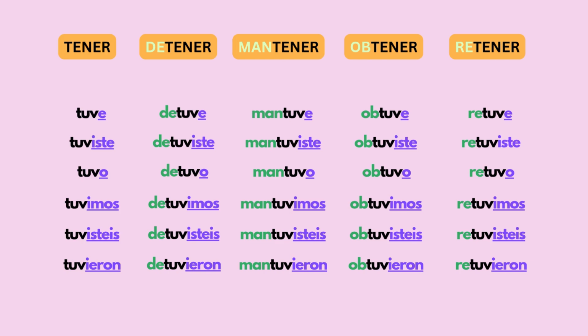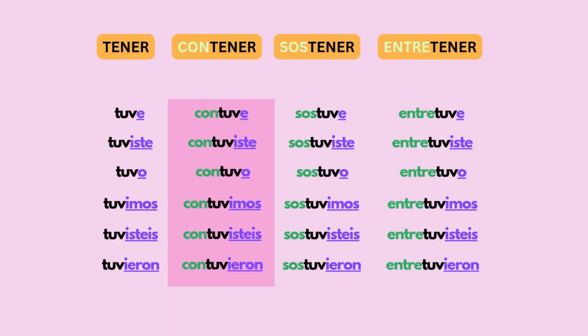Here we have the verb tener, to have, and its derived compound verbs. Detener, to detain. Mantener, to keep, to maintain. Obtener, to obtain, to get. Retener, to retain. Contener, to contain, or to repress or restrain the movement or impulse of a body. Sostener, to sustain. To hold something firm, to support, usually financially. And entretener, to entertain.